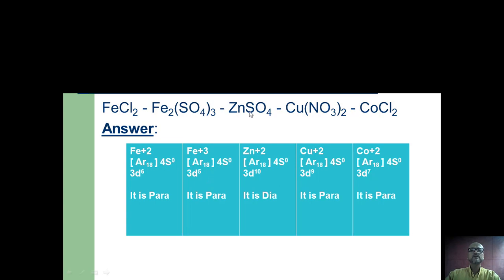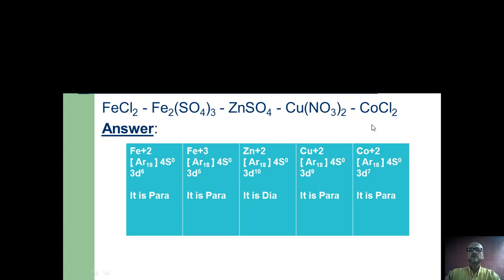Okay, let's go to the zinc sulfate. Zinc in this case has only one state, zinc positive 2 only, no more states. So it will be dia. Why? The 3d is completely filled, so there are no unpaired electrons. After that, copper nitrate. In this case copper is positive 2 because it is attached with 2 nitrate groups, each of them monovalent, so copper will be divalent. So its configuration after argon will be 4s0 and 3d9. 9 means para. Why? Excellent, because it contains one unpaired electron.